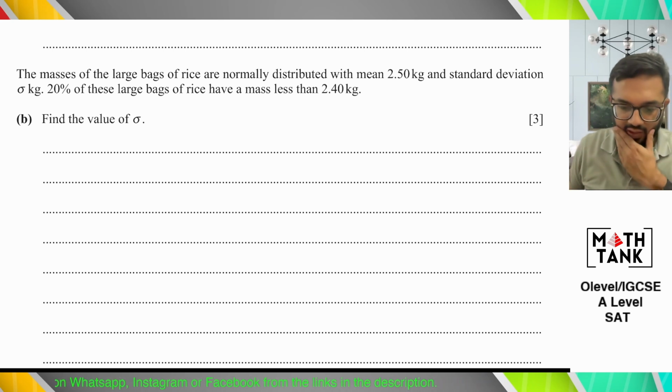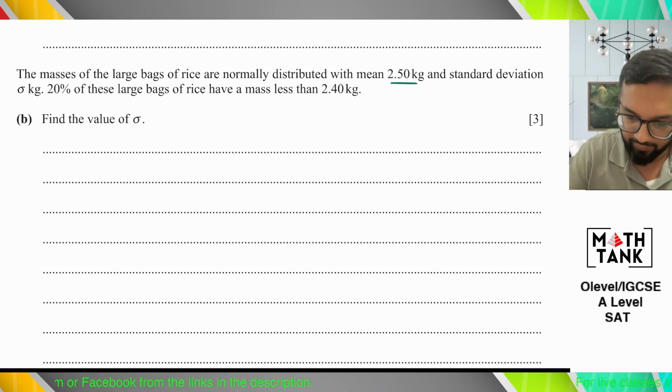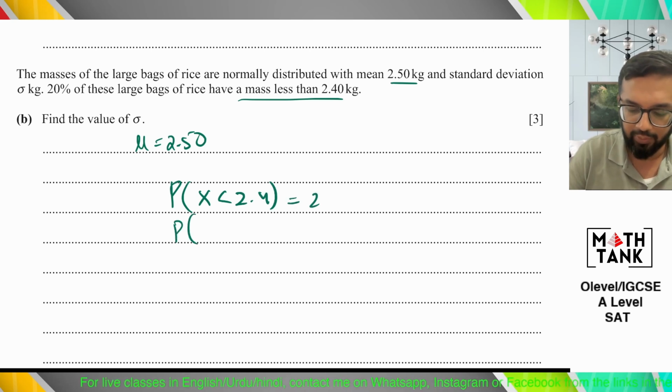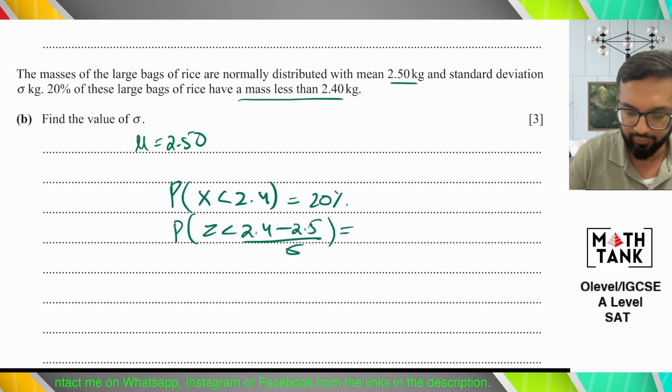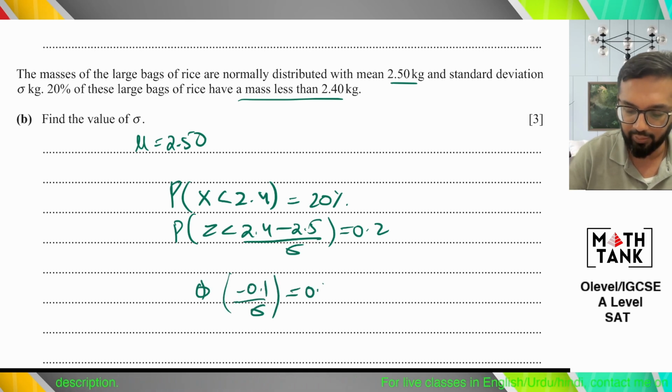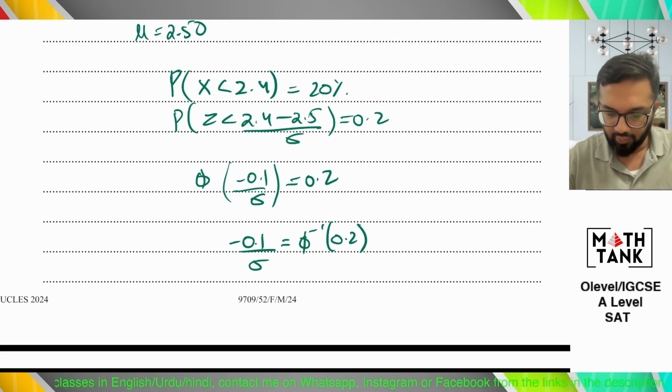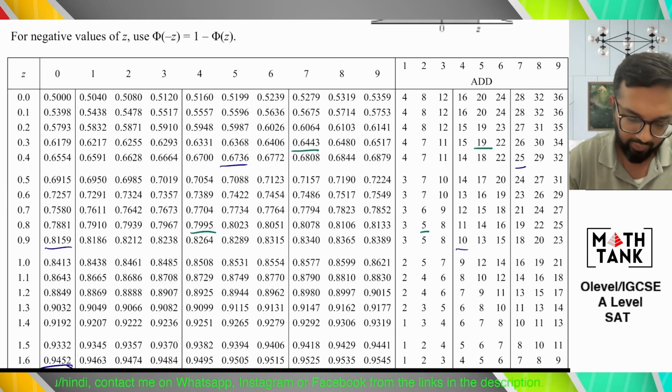4b. The masses of large bags of rice are normally distributed with mean 22.5 and standard deviation sigma. 20% of them have a mass less than 22.4. Okay, so 20%. Z is less than (22.4 minus 22.5) divided by sigma equals 0.2. Phi of (minus 0.1 over sigma) equals 0.2, so phi inverse of 0.2.